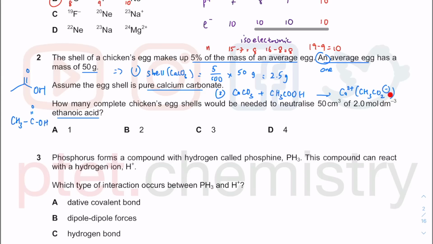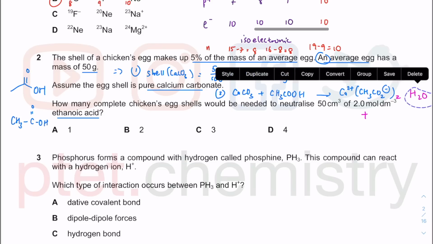Plus 2, minus 1, you know better about the exchange of valency. You're going to need 2 of these anions in order to balance the charge of these cations. And therefore, you're going to get calcium ethanoate, 1 calcium and 2 of these ethanoate to balance the equation. And you're going to get water as well because this is neutralization.